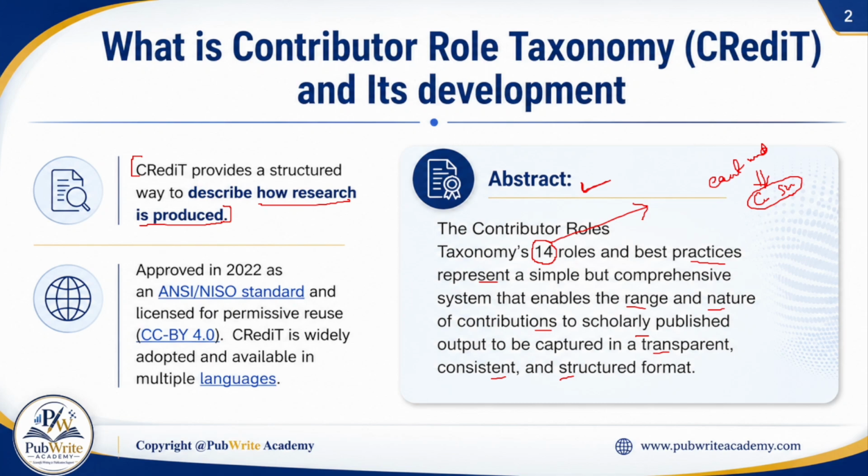If you know its history, it was approved, I think, in January 2020, as an ANSI and NISO standard. So what are these? ANSI represents the American National Standards Institute. This institute has a subsidiary, or a part of this institute, which is NISO. NISO stands for National Information Standards Organization.